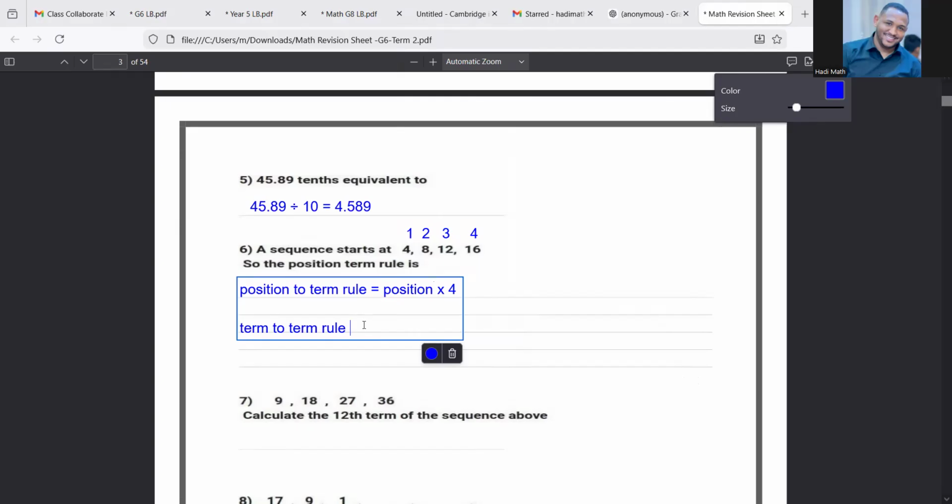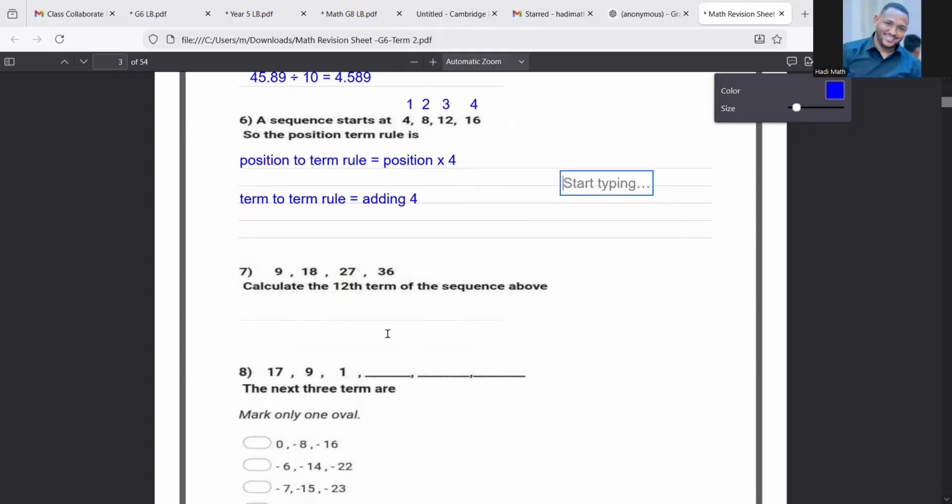If the question is about the term to term rule, you need to see what they add every time. 4 plus 4 equals 8, plus 4 equals 12, 12 plus 4. This is adding 4. But don't write only 4. Some people write only 4. No. You must say position multiply 4 or adding 4.